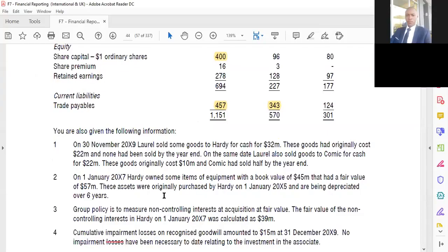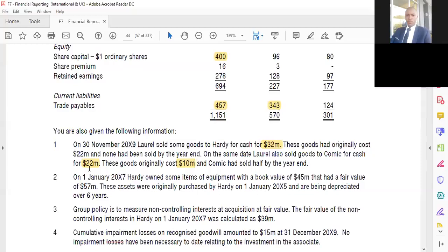Okay, what have we been taught? Note number 1. What is it saying? On 30th November 20x9, L'Oreal sold some goods to Hardy for cash, 32 million. These goods had originally cost 22 million and none had been sold by the year end. On the same day, L'Oreal also sold goods to Comic for cash for 22 million. These goods originally cost 10 million and Comic had sold half by the year end. Okay. Have you seen that?